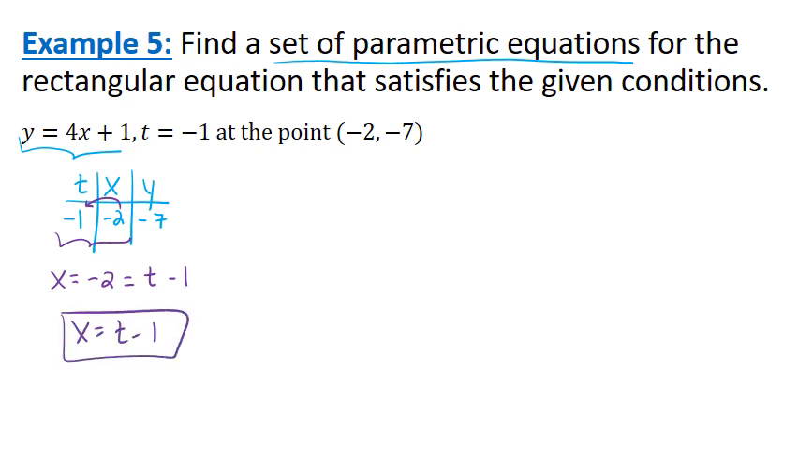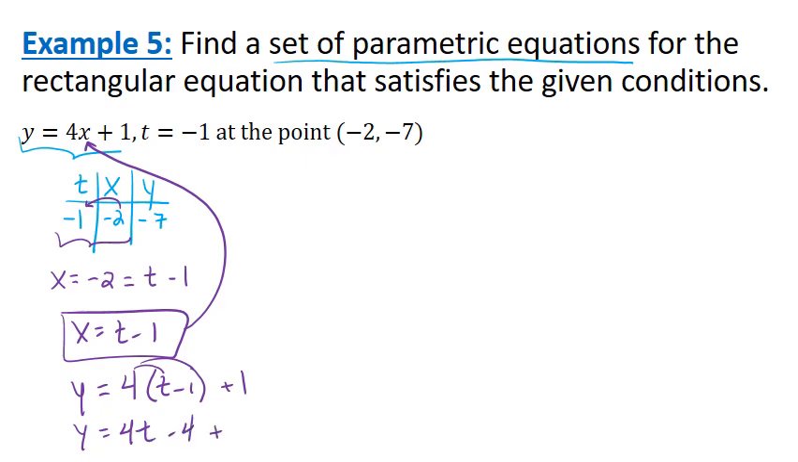Okay, well, if this is x, I can find y by plugging it in here. So y is equal to 4 times the quantity t minus 1 plus 1. All right, well, let's rewrite this. So y equals 4t minus 4 plus this 1 on the outside, and this gives me y equals 4t minus 3. So I have these two equations that are my parametric equations.